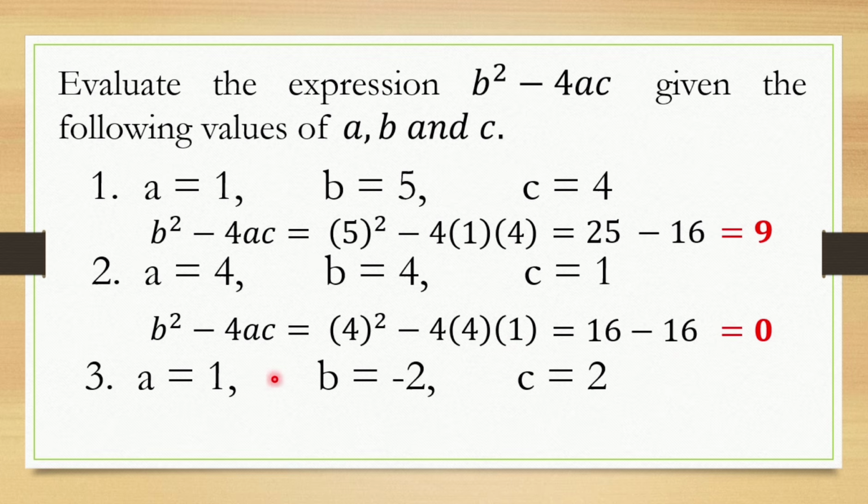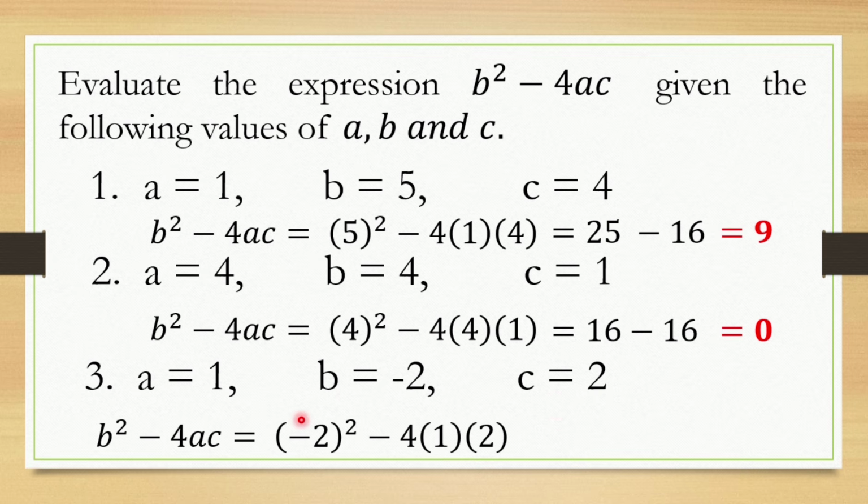And then we have a is equal to 1, b is equal to negative 2, c is equal to 2, or positive 2. So let us again substitute the values of a, b, and c. So b squared minus 4ac, our b is negative 2, so negative 2 raised to 2, minus 4, our a is 1, c is 2. So we will have negative 2 raised to 2, that is 4. So positive na siya kasi negative, negative, which makes it positive. So 4 times 1, that is 4, times 2, that is 8. So 4 minus 8, that is negative 4.